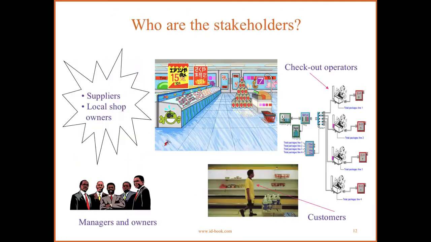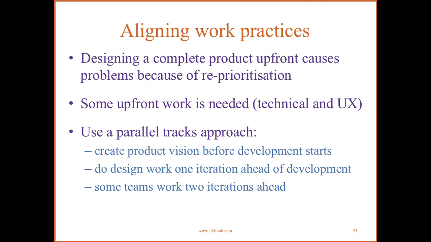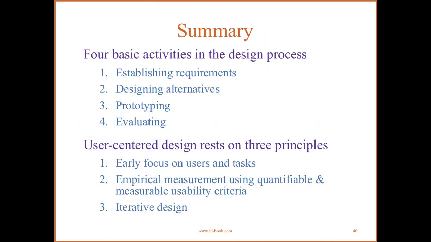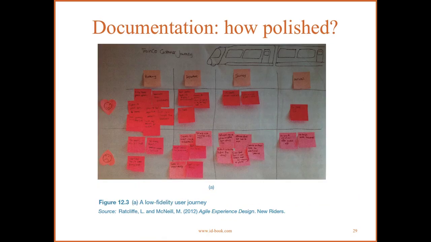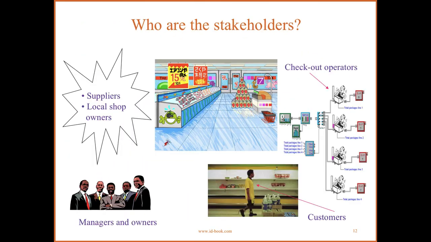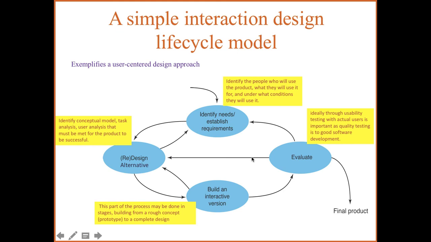And the last part is the one that you have to make sure of: iterative design. What is iterative design? It means that you will go back to the previous stage if the stage does not fulfill the objective of the application. For example, if the version is not good, go back here. If the design alternative is not good, you have to go back to identify needs and establish requirements. That's the meaning of iterative design.